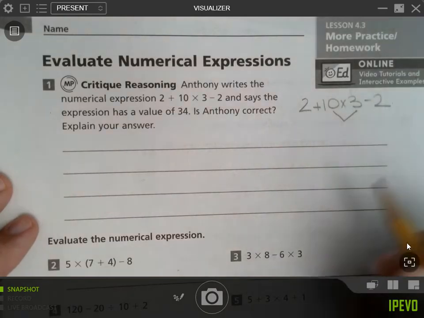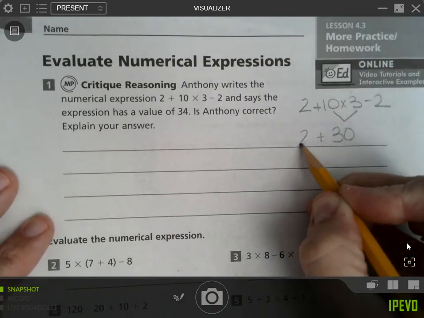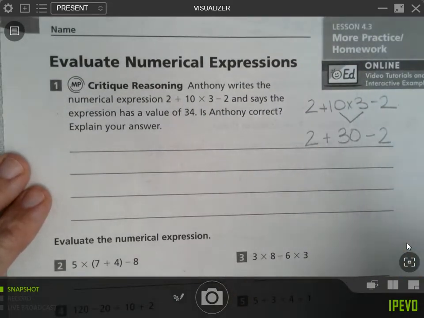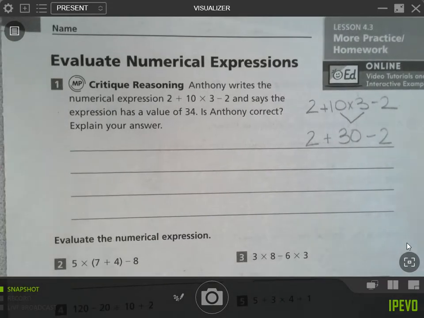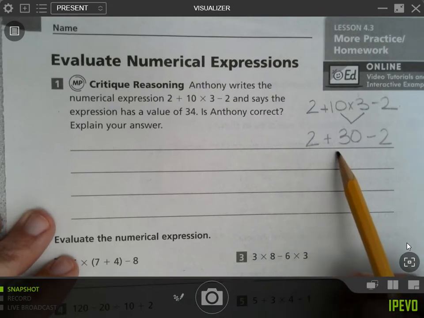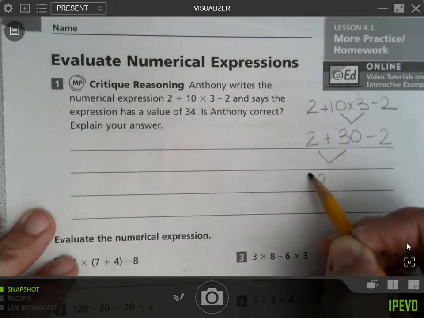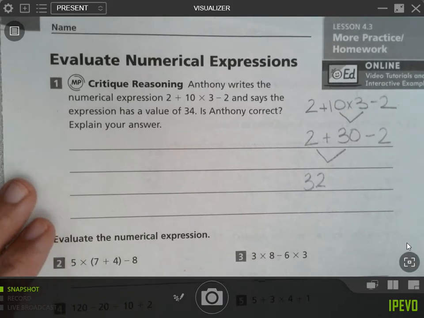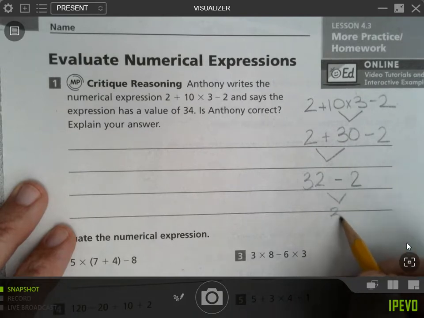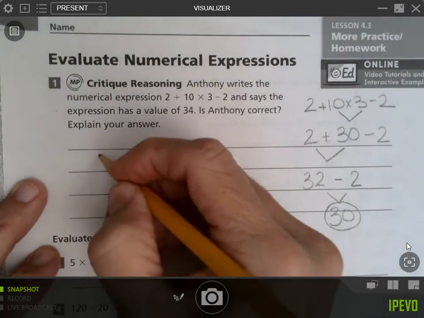And now that I've gone through my order of operations, I know I'm going to multiply first. I have to bring down the rest of my expression. I haven't evaluated any of that. I have no more multiplying or dividing. So now I can go to adding and subtracting. Which one do I do first? Well, just like when we're reading, we look left to right. Whichever operation comes first is the one we do first. So we'll do 2 plus 30 equals 32. I still need to bring down the minus 2. And then we have a final gold medal answer of 30. So was Anthony correct? No.